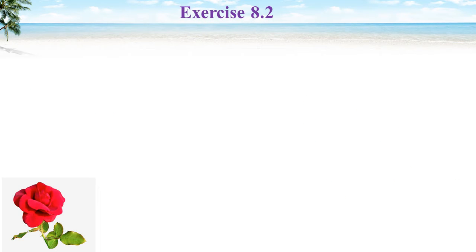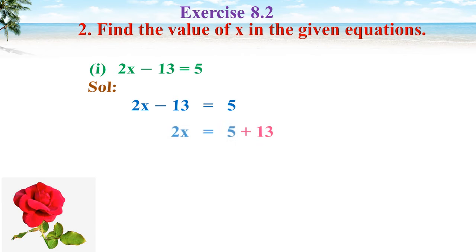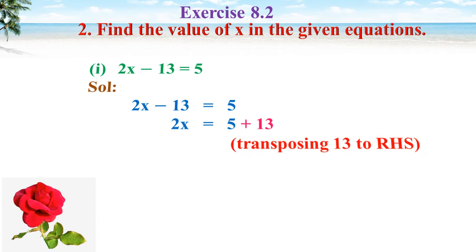Now we are going to see exercise 8.2. Find the value of x in the given equations. Now take the equation 2x minus 13 is equal to 5. Here 2x is the variable, minus 13 and 5 are constants. Transposing 13 to RHS, it gives 2x is equal to 5 plus 13. So 2x is equal to 18.